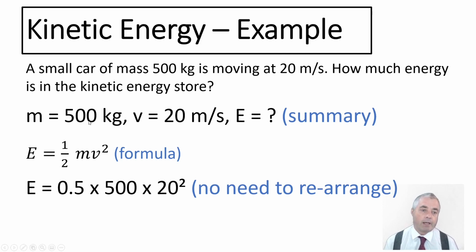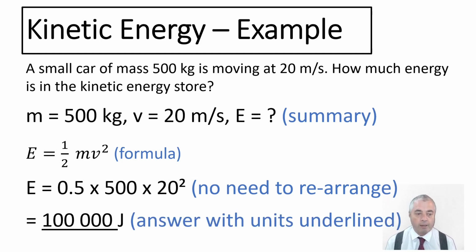And when I'm putting the numbers in, I'm not going to go back and read the question. I'm just going to go straight back to my summary. So I've written 0.5 because that's what you type into the calculator if you are having a half. So it's 0.5 times mass, which is 500, look, times the speed squared, which is 20, and it's only the 20 that's squared. So I just put that in my calculator, and when I do that, it comes out with the answer 100,000 joules. So I underline that, I make sure the units are there, I have finished, I have answered that question.